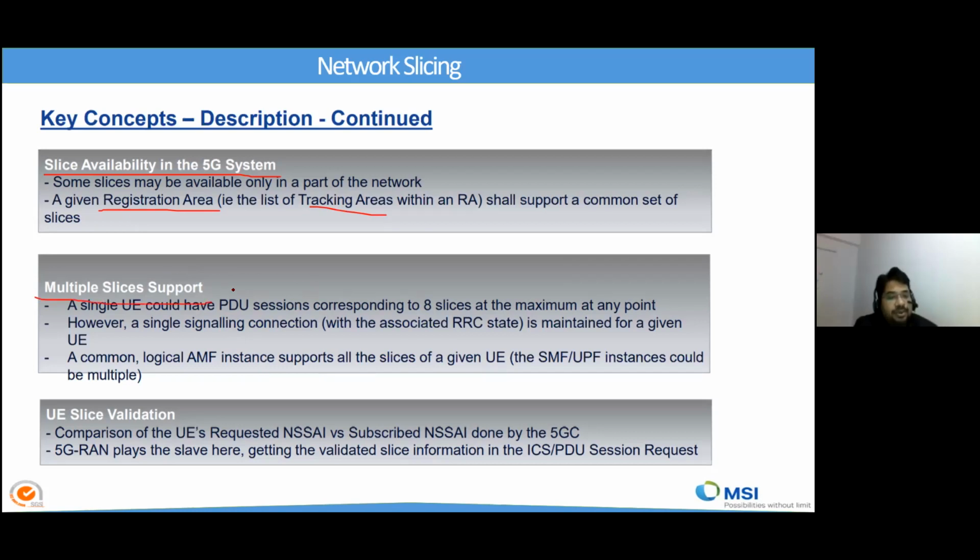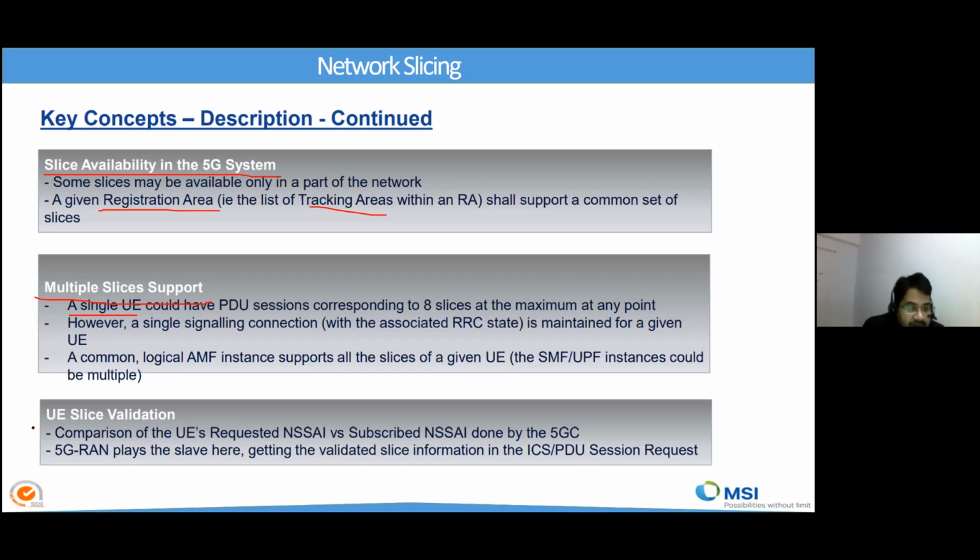And multiple slices support means that the UE is able to support multiple slices at a time. For example, 3GPP says that a single UE can support 8 slices at maximum at a particular point. So how the coordination between those different slices happens, and how the UE will behave under multiple slices, all those policies and all that information is defined under this multiple slice support.